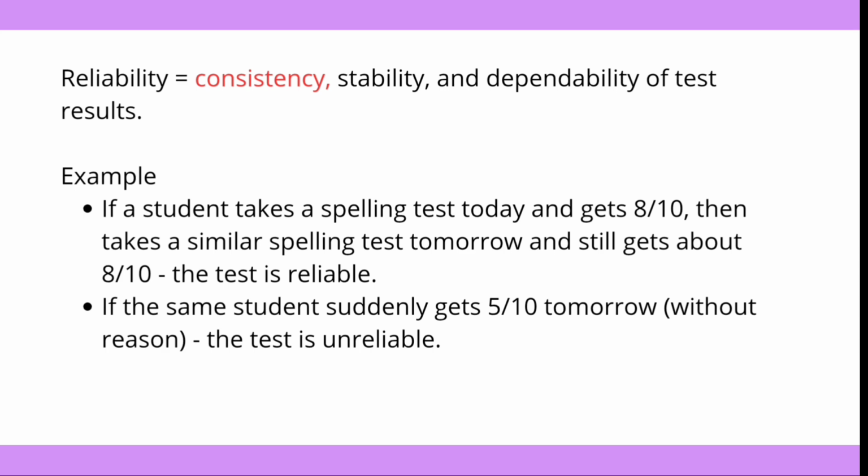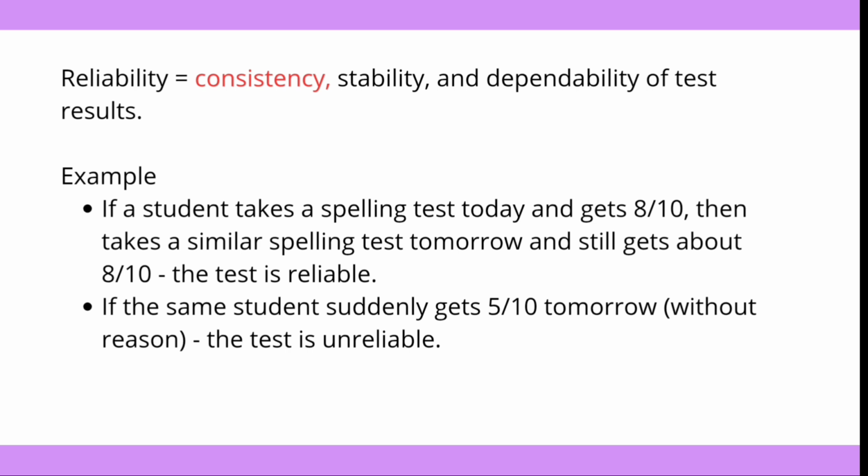For example, if a student takes a spelling test today and gets 8 out of 10, then takes a similar spelling test tomorrow and still gets about 8 out of 10, the test is reliable. If the same student suddenly gets 5 out of 10 tomorrow without reason, then the test is unreliable.